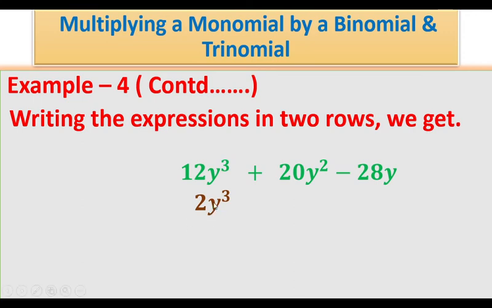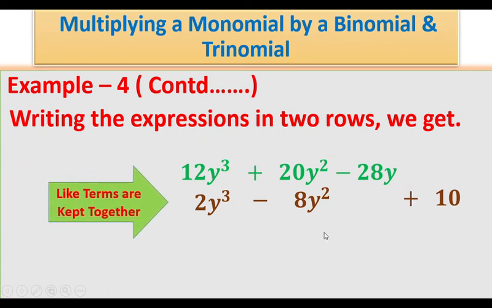So 2y cubed and 12y cubed are like terms, they have been kept together. Minus 8y squared and 20y squared are like terms, they have been kept together. And 10 is an unlike term, that's why it is written separately. So here what is done? Like terms are kept together. Now we'll simplify. So these two will be added. These two will be added.